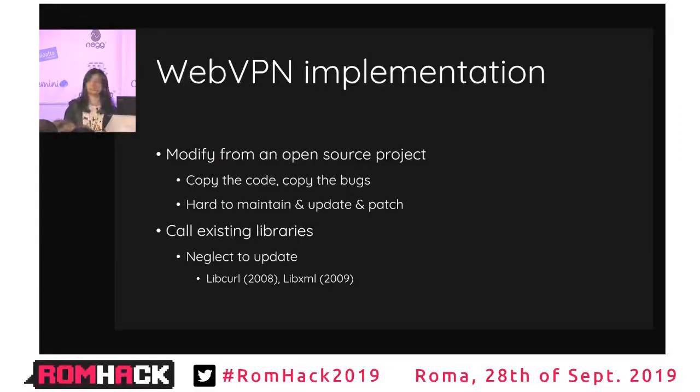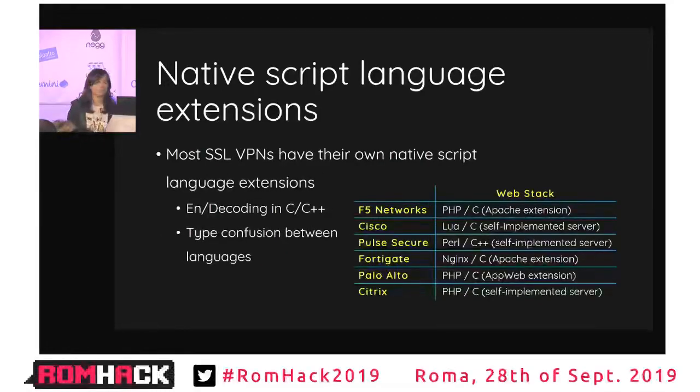Implementing Web VPN is really not easy, and this is the most serious attack vector we found on the SSL VPNs. During our research, we found that most SSL VPNs have their own native script language extensions, like PHP extensions written in C, or Perl extensions written in C++. Vendors like to use these extensions to do encoding, decoding, or other operations to improve efficiency, which may be vulnerable. And it's really prone to type confusion between these different languages.